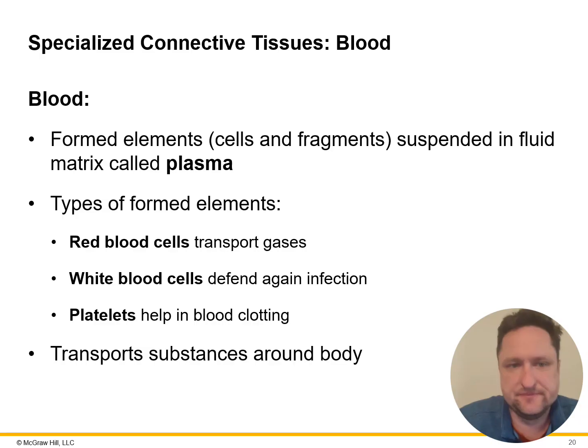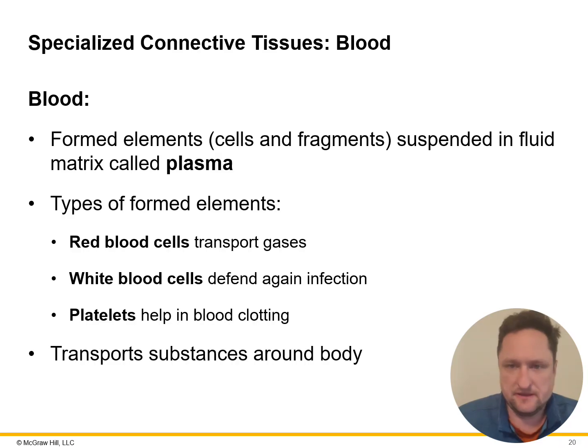Okay, blood. Blood is connective tissue, even though it's a liquid. So blood is a fluid connective tissue that transports substances throughout the body. Extracellular matrix, called plasma, is a watery fluid containing proteins, nutrients, gases, and waste products. Okay, blood is suspended within plasma, and it is also made of what are called formed elements.